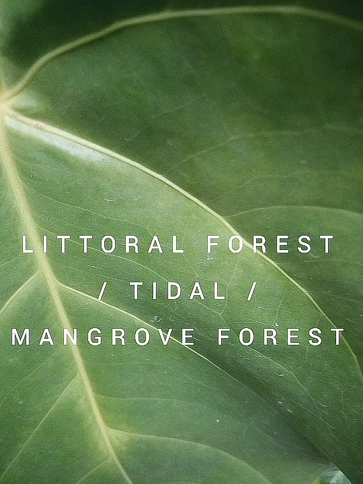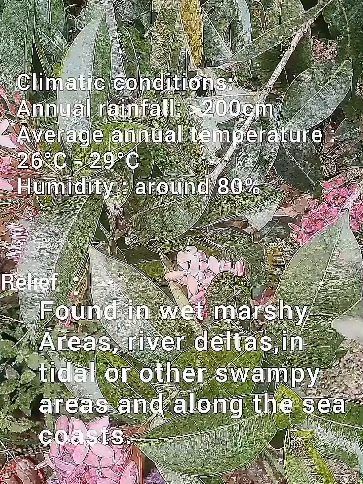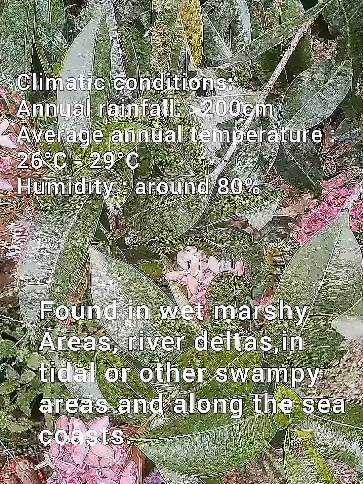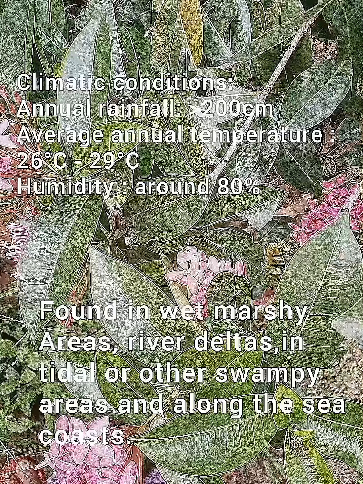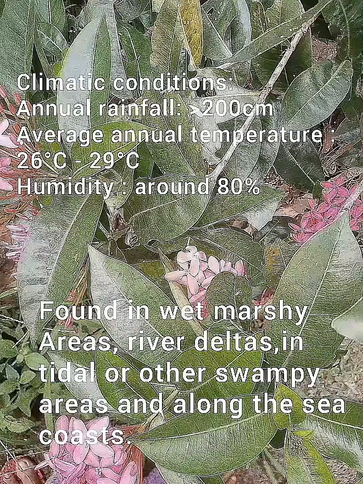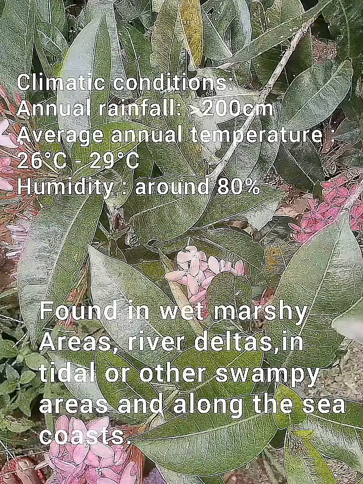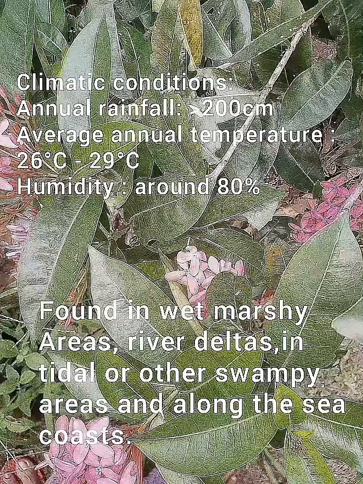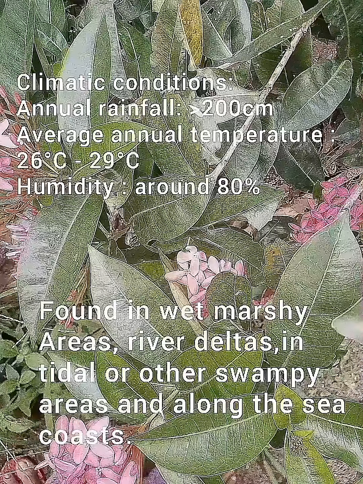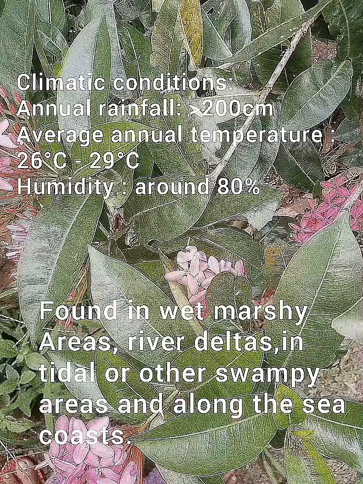Tidal forests are associated with the saline water or brackish water, which is found along the coastal regions of peninsular India. They are found in swampy areas. Let us learn what are the climatic conditions existing in the tidal forest region. Annual rainfall amount is more than 200 centimeter. Average annual temperature is between 26 degrees Celsius to 29 degrees Celsius. Humidity is more than 80%.